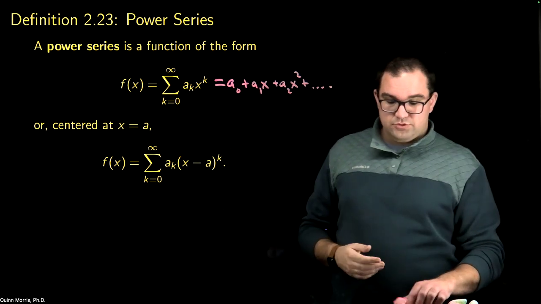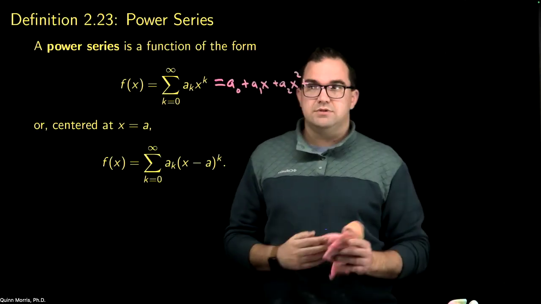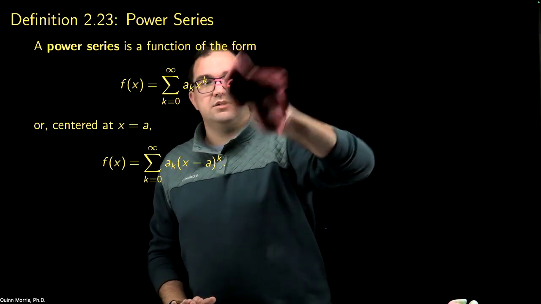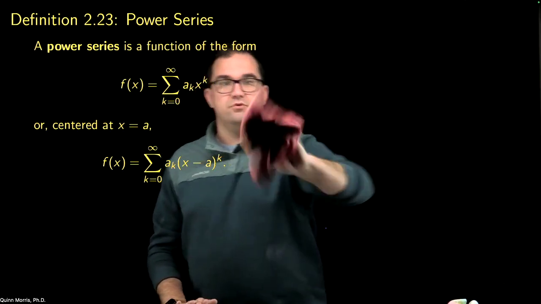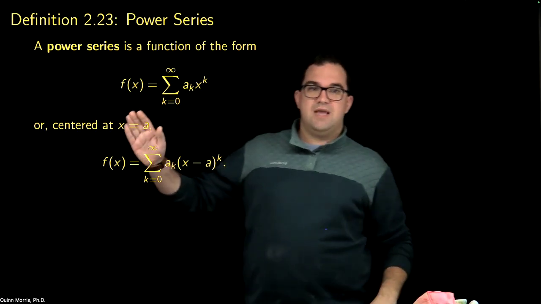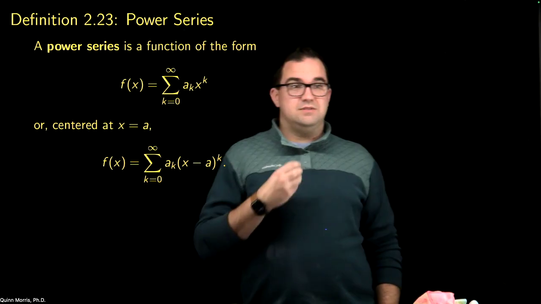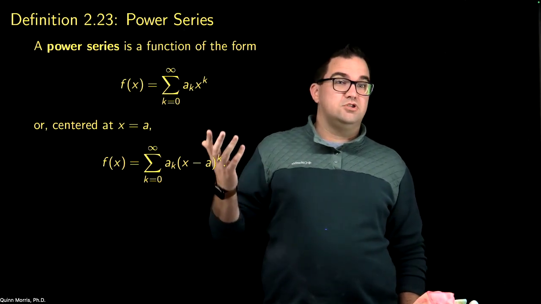So one of the first questions we're going to need to answer before we can do anything else is to understand exactly when these power series converge and or diverge. That will help us understand what the domain of this function is. Once we have that, we can start to talk about things like, are these functions continuous?